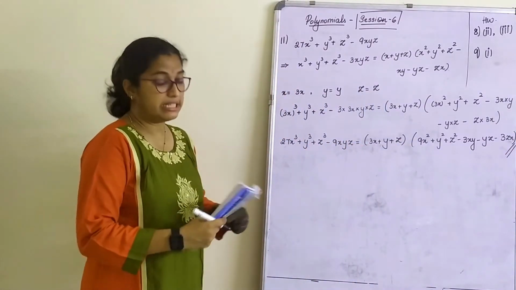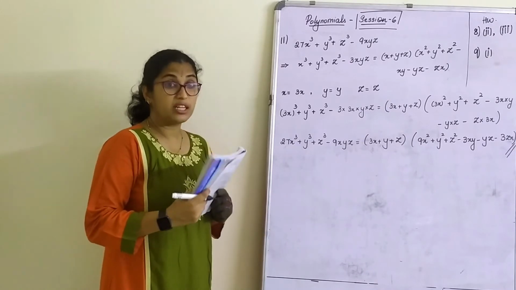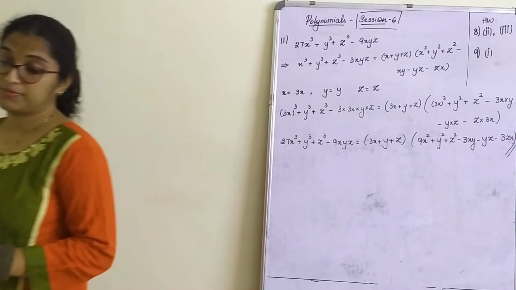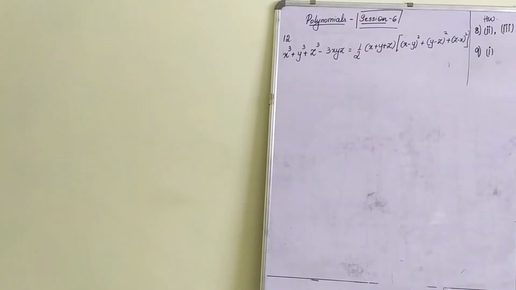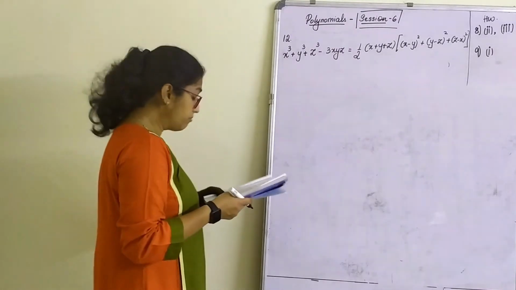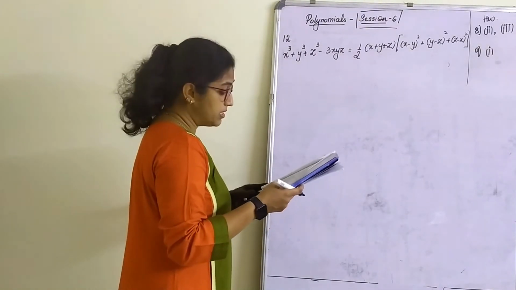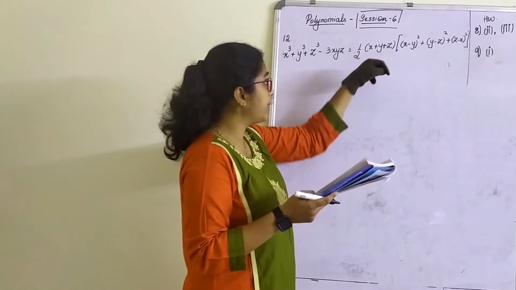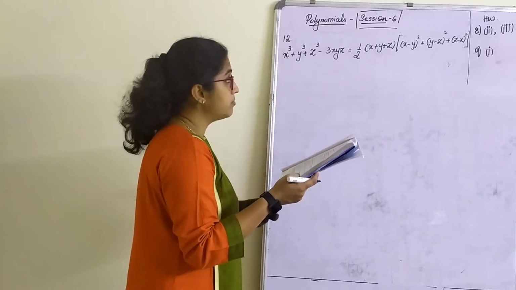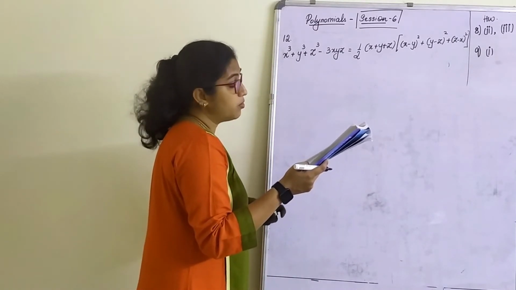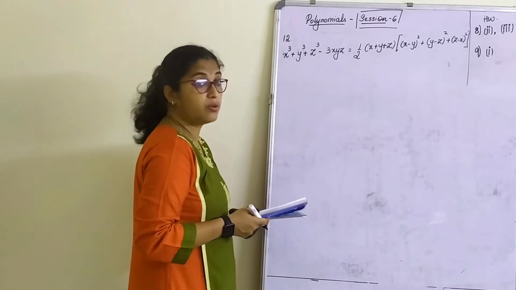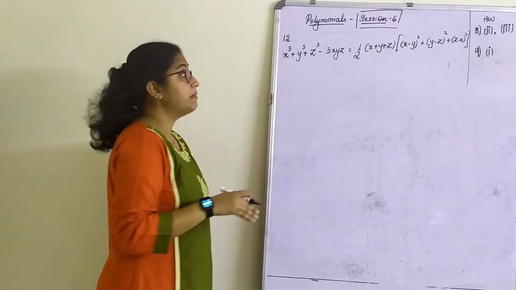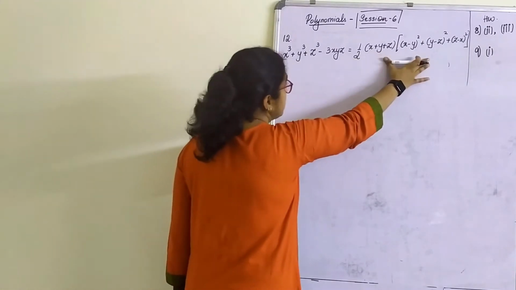We only have one question on this identity. There is another question based on this identity wherein we have to prove it. Please copy this down. 12th one, they have given us x cube plus y cube plus z cube minus 3xyz is equal to half of x plus y plus z of x minus y whole square plus y minus z whole square plus z minus x whole square. This is the first part of the identity if you remember, correct? But here we need to verify that this is equal to this.